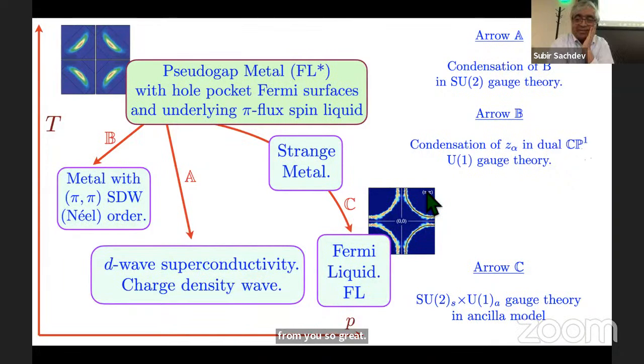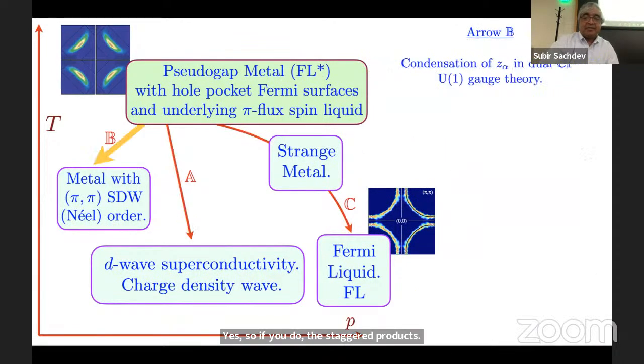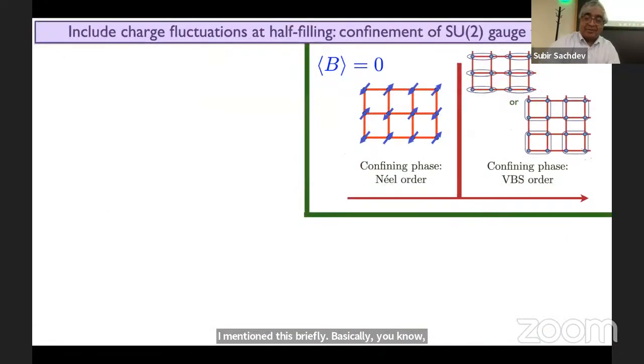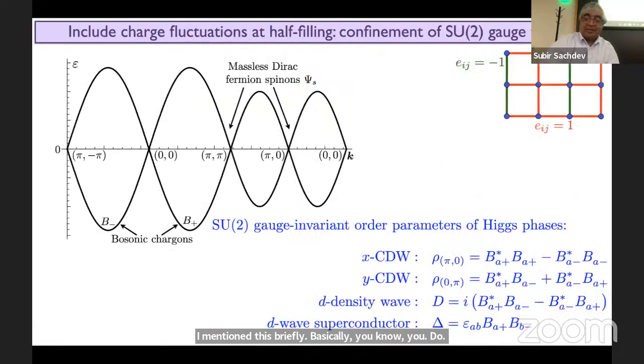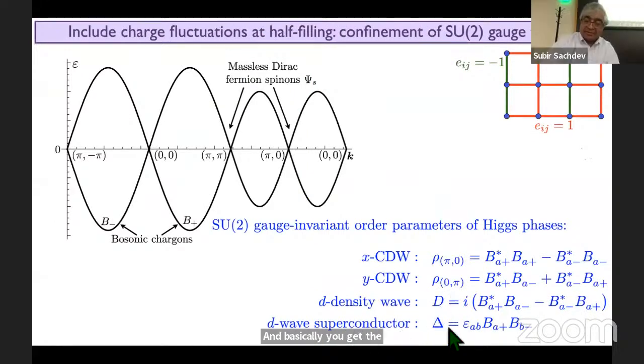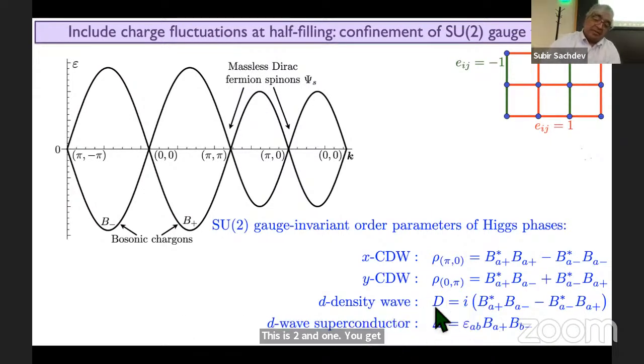Yeah, let's see. What happens in your theory if you assume a staggered flux spin liquid rather than the pi-flux spin liquid background? If you do the staggered flux, I mentioned this briefly, you have an SO3 order parameter, not an SO5 order parameter. You get the bottom three order parameters here. This is two and one. You get these two. So this is why, if you look at Nagaosa, Lee and papers, they have vortices with the D density wave in the center.